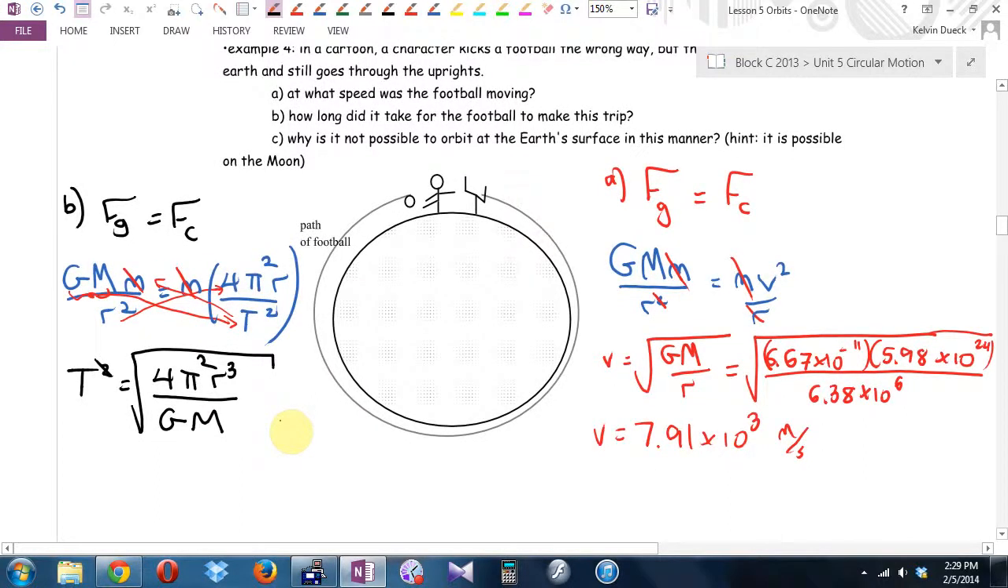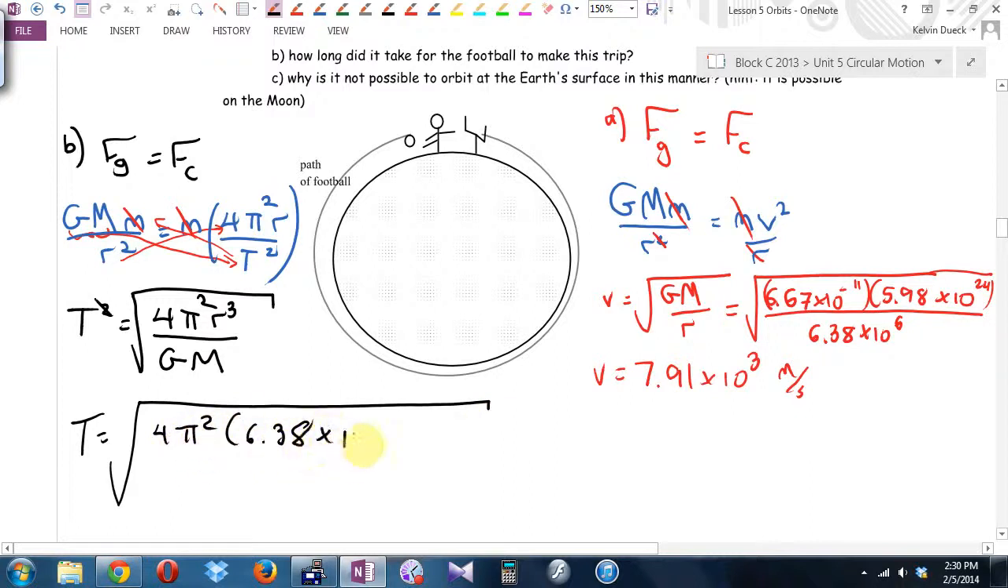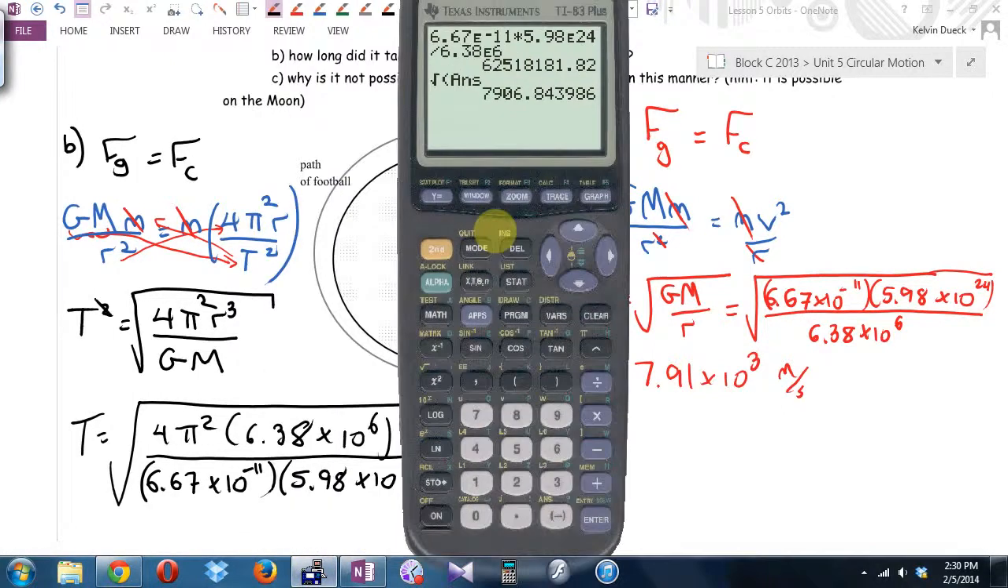And now, I mean, it's plug and chug. It's complicated plug and chug. The numbers aren't convenient, but such is the universe. But it is plug and chug. It's going to be 4 pi squared, 6.38 times 10 to the 6th cubed. Better make sure you know where your cubed button is, or your to the power of your exponent button is on your calculator, divided by 6.67 times 10 to the negative 11, 5.98 times 10 to the 24th. Okay. Whew.